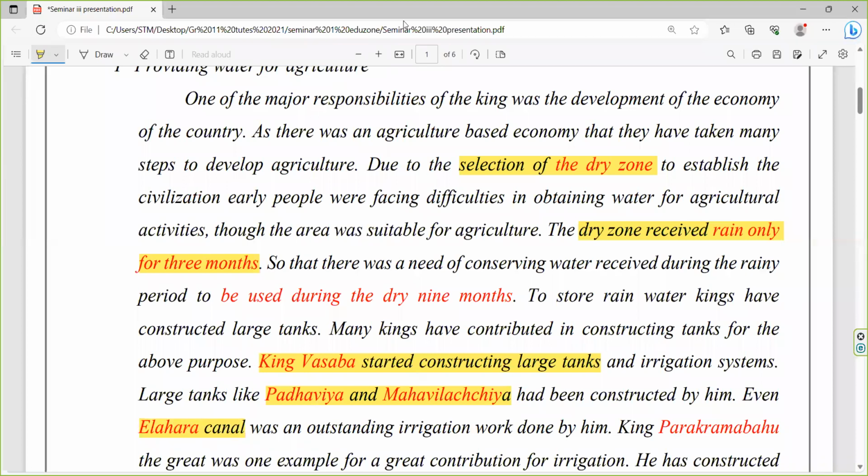So what is the first point? When you are writing about the selection of the dry zone, they will give you a mark. When you write about the dry zone receiving rain only for 3 months and being dry, you are given marks. When you give examples about the kings who had constructed tanks, once again you get marks. So here, how many marks do you get? Only 1 mark for this paragraph. But nothing to do. You have to include these 3 facts to get that 1 mark.